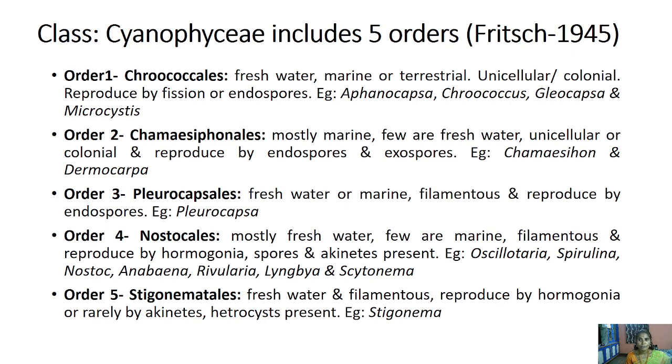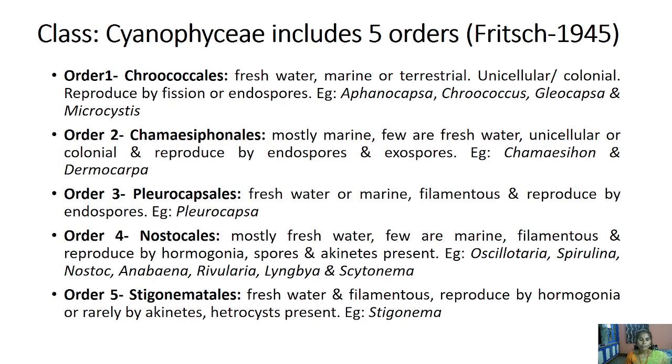Fritsch, in the year 1945, proposed the classification of cyanobacteria. According to him, the class Cyanophyceae is divided into five different orders: Chroococcales, Chamaesiphonales, Pleurocapsales, Nostocales, and Stigonematales. Let us study the characteristics of each order in detail. Order 1, Chroococcales. Chroococcales include freshwater, marine or terrestrial, unicellular or colonial cyanobacteria, which reproduce by fission or formation of endospores.